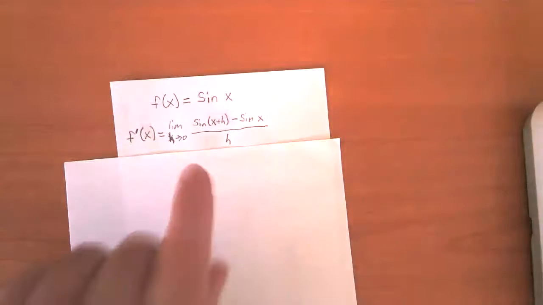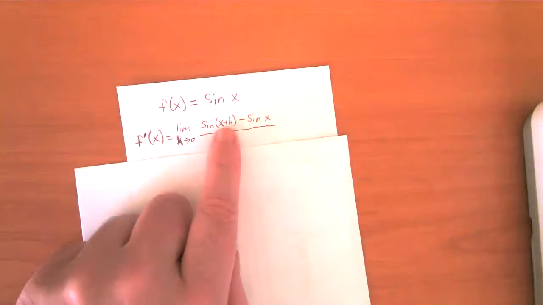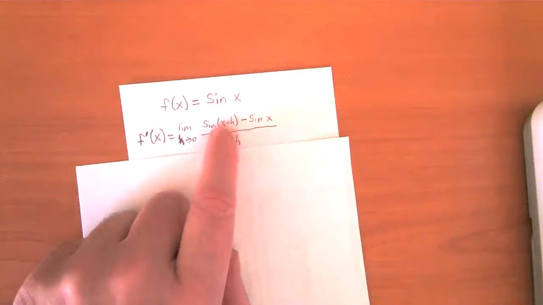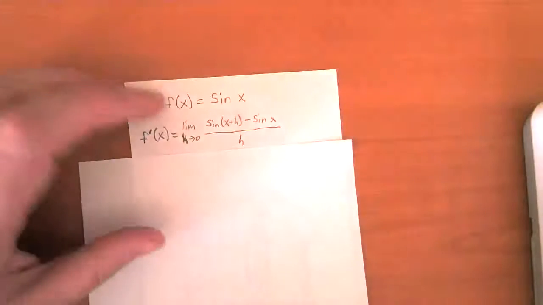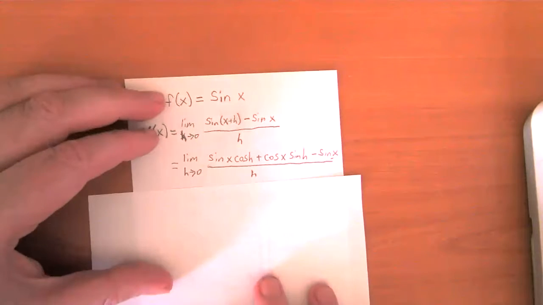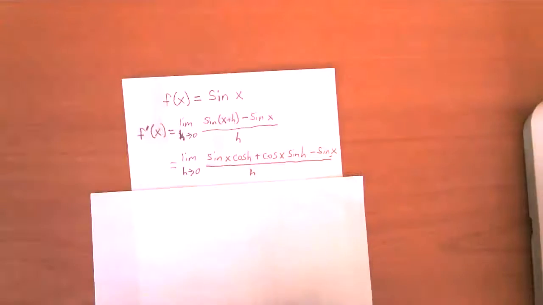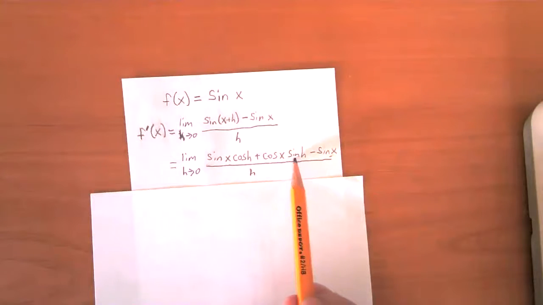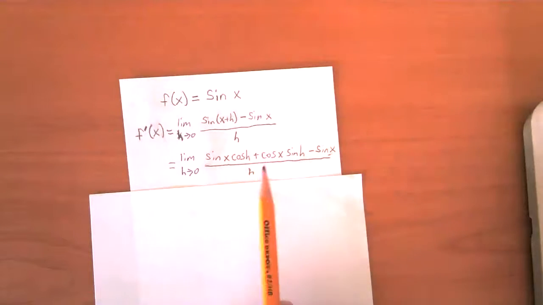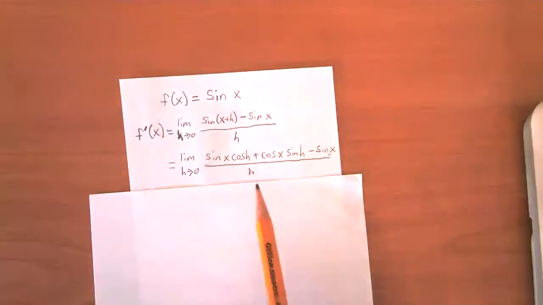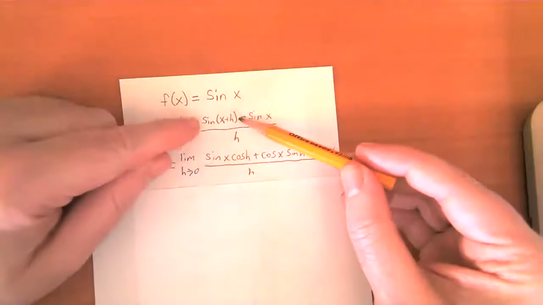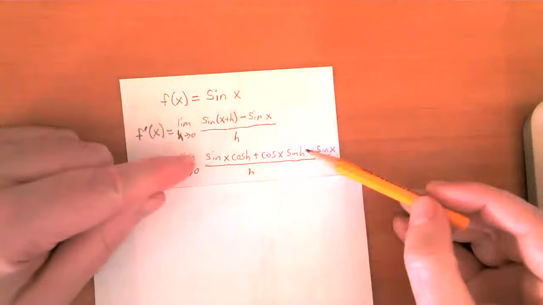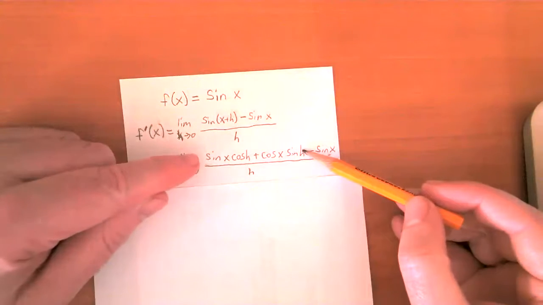So what we can do, though, is we can simplify sine of x plus h. I don't know that it's simplified, but we can expand this using the trig identity that we mentioned here that we started out with. So this becomes the limit as h approaches 0 of sine x cosine h plus cosine x sine h. And then I'm bringing along the minus sine x, and all of that is over h. So all I did there was expand the sine of x plus h into this thing right here.